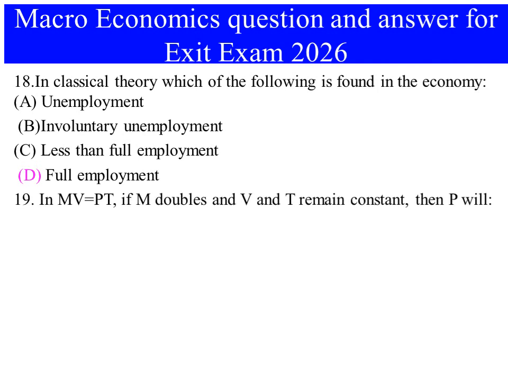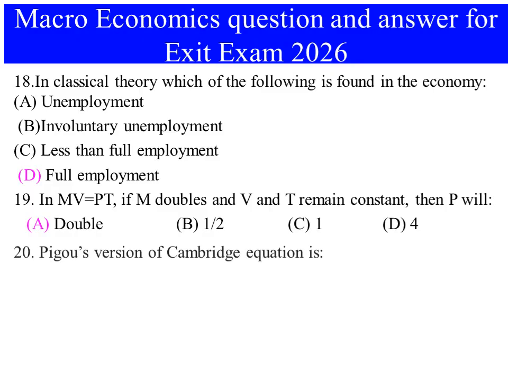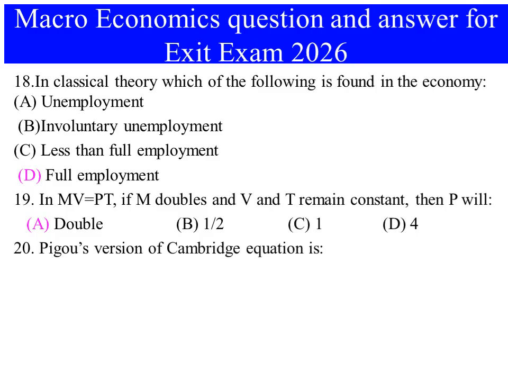Number 19, in MV = PT, if M doubles and V and T remain constant, then P will be A. Double, B. One over two, C. One, D. Four. The answer is double. This is simply a matter of calculation, simply multiplication.